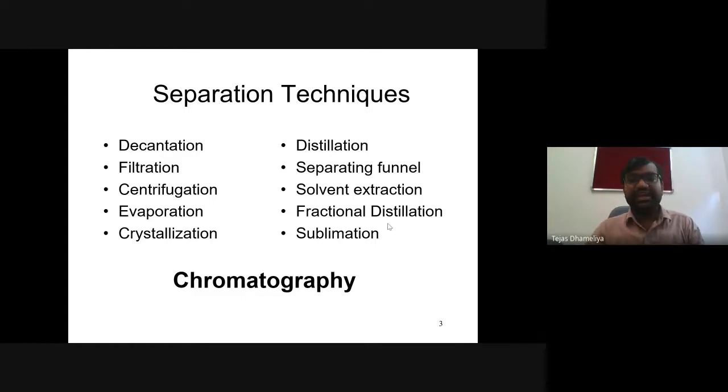There are so many types of separation techniques available. Maybe decantation is one of those techniques. If there is some solution composed of solid and liquid, and if we remove the liquid, then we can have complete decantation.